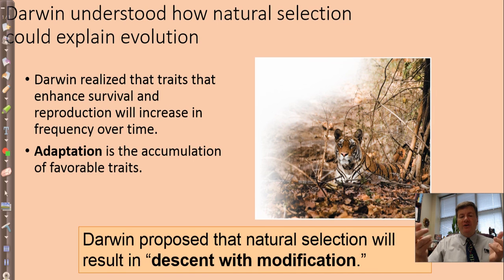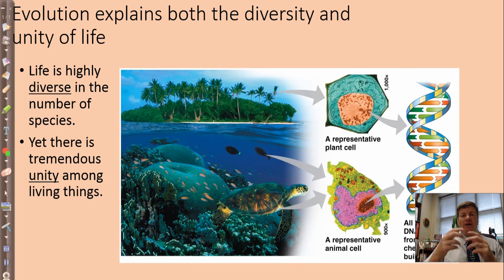So Darwin proposed that natural selection is going to result in what he called descent with modification. What's another term for descent with modification? Change, evolution. So evolution can then help us explain both the diversity and the unity of life. If everything is connected, we should expect to find commonality among most things. And in fact, we do.